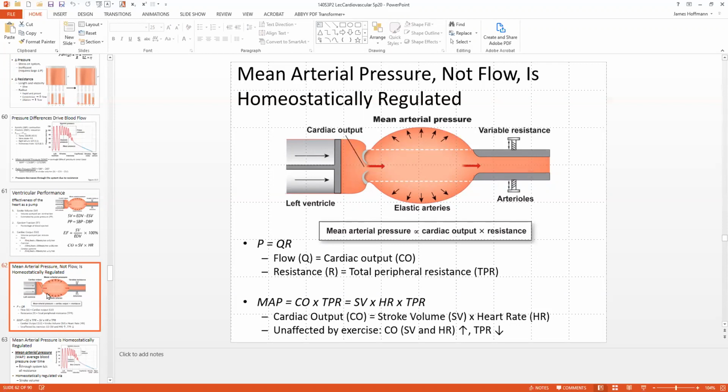I see. Okay. So because the vessels dilate in the muscles, that is how the mean arterial pressure overall isn't affected by exercise. Exactly. Even though the heart rate and stroke volume go up significantly, right?